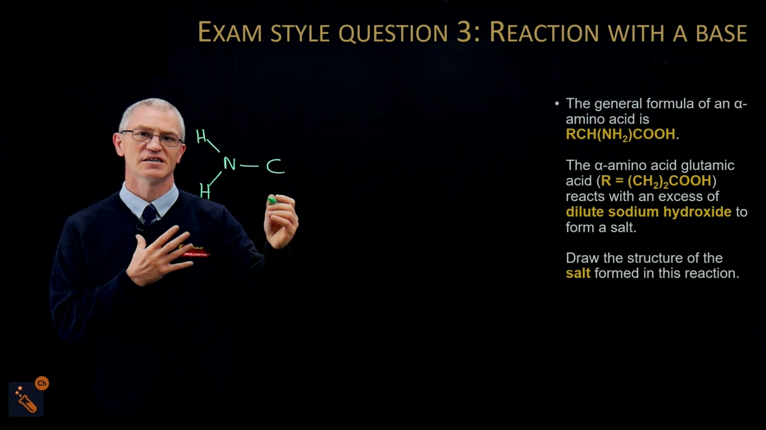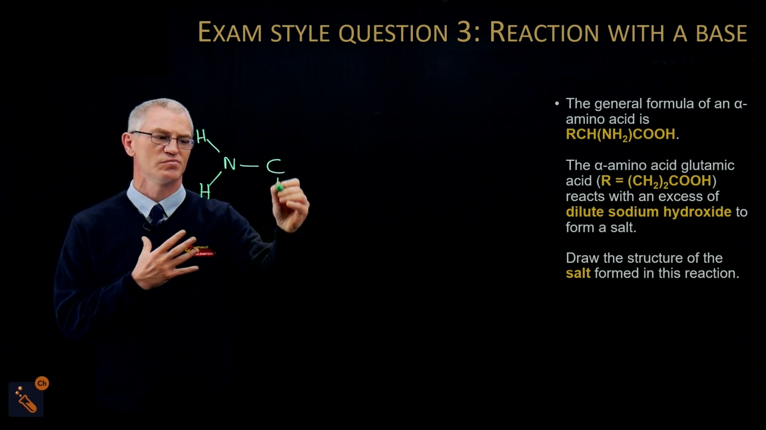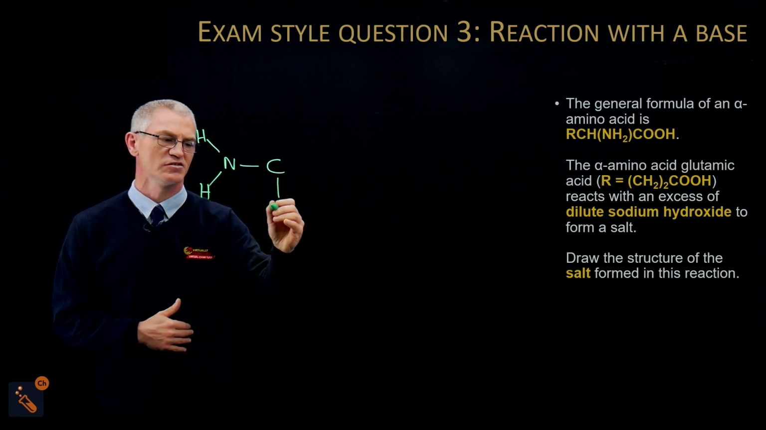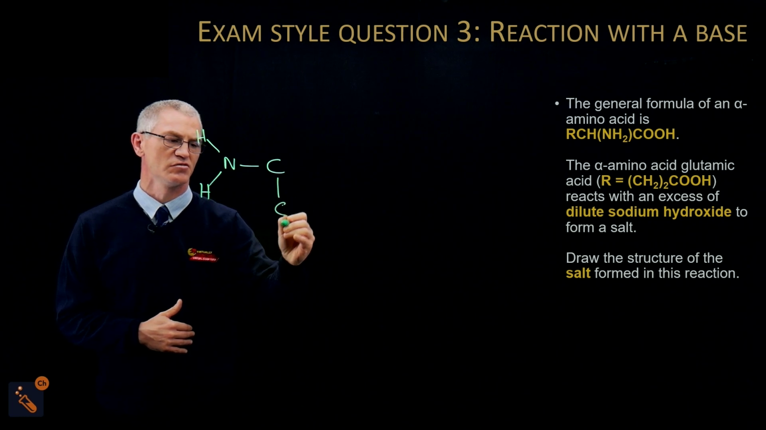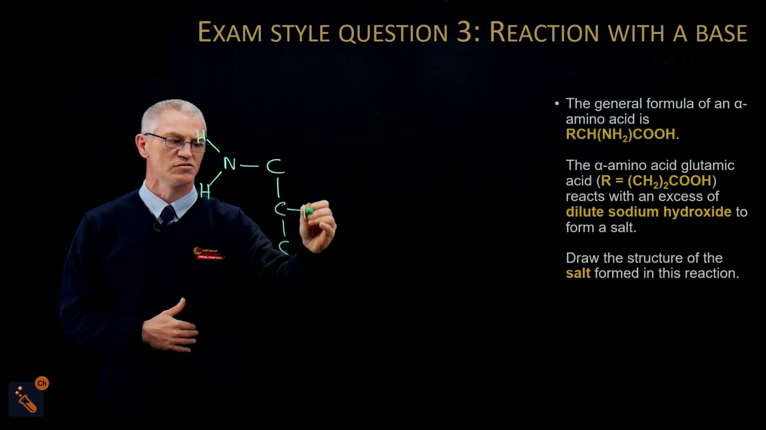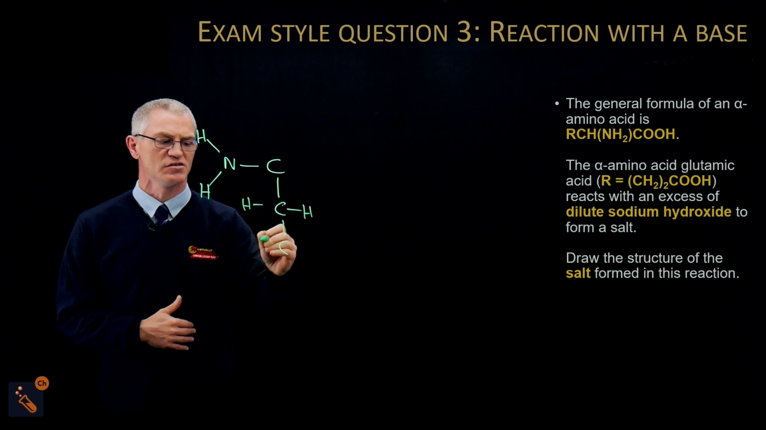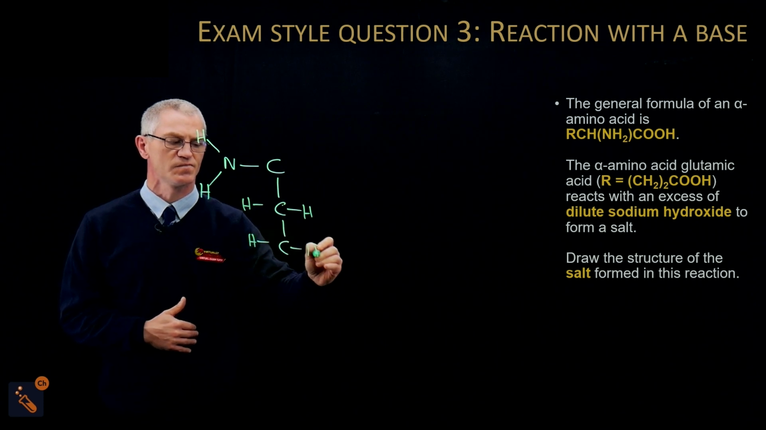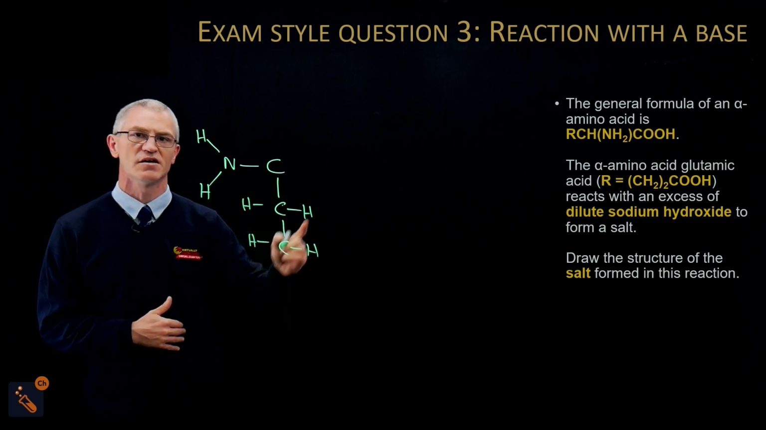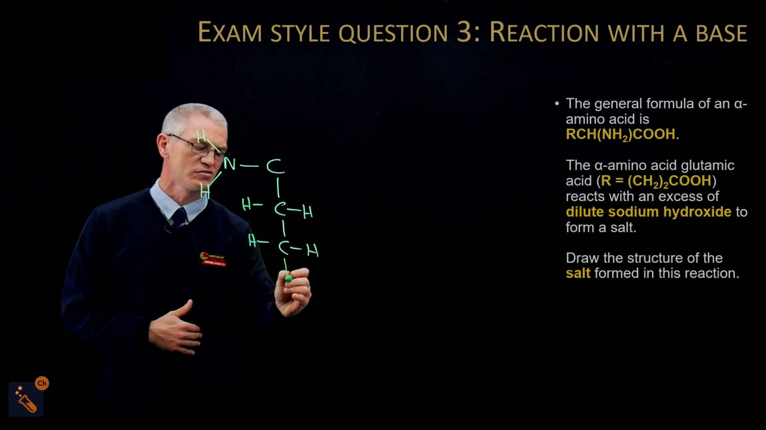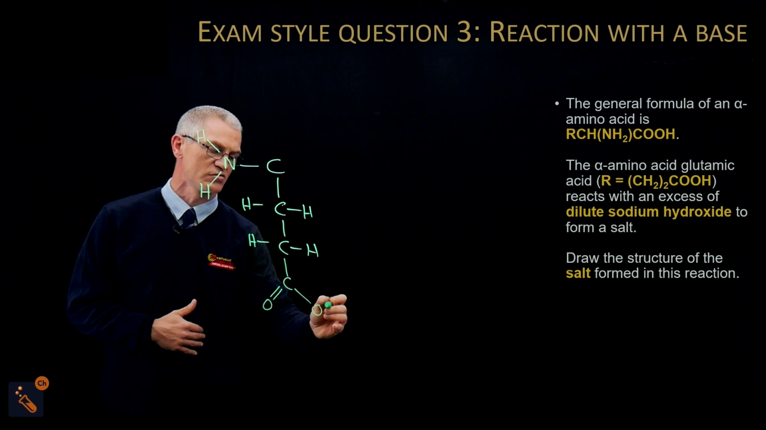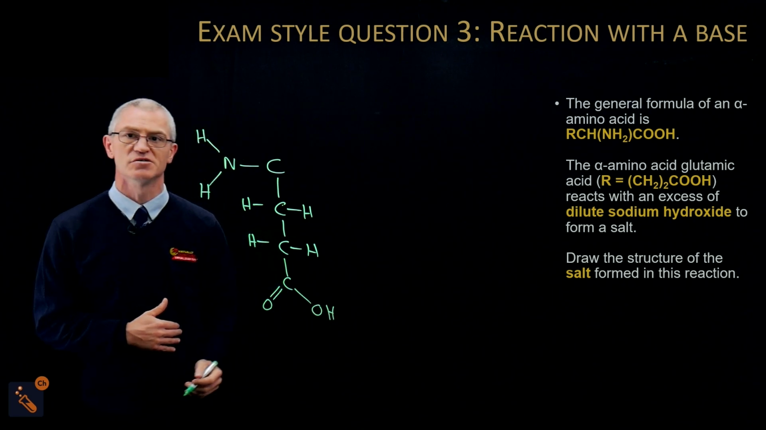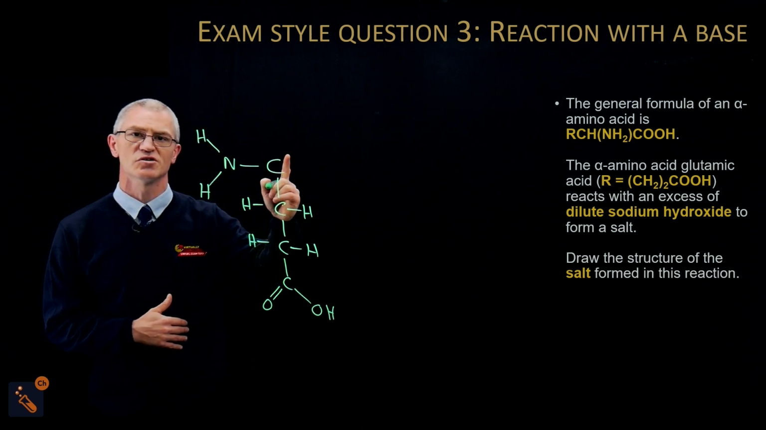And then it says you've got the R group coming off the C, so let's put the R group off the C. So it's a CH2, so there we go, 2 Cs. There's our CH2s. And then we've got a COOH, so there you go, and there's our OH. We've drawn most of it. That's our R group.